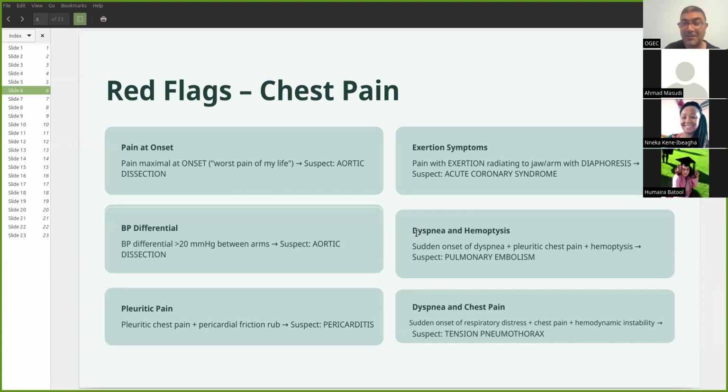If the patient has dyspnea and hemoptysis, the onset is sudden, and the patient has pleuritic chest pain with it, then we suspect pulmonary embolism. If the patient has dyspnea and chest pain with sudden onset of respiratory distress and hemodynamic instability, we may think about tension pneumothorax. So these are the examples of the red flags in chest pain.